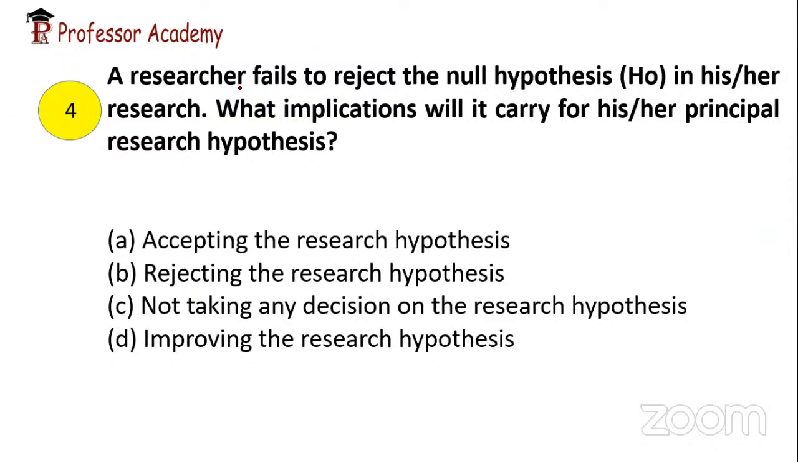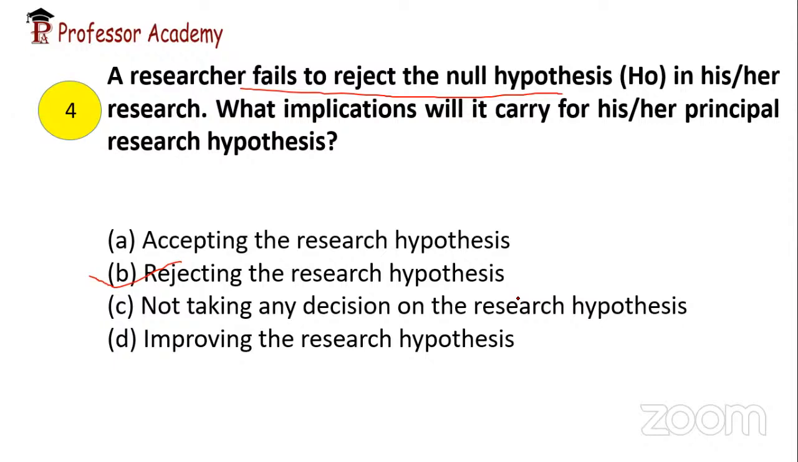Here the researcher failed to reject the null hypothesis. Failing to reject the null hypothesis means we effectively accept the null hypothesis. It means that whenever we fail to reject the null hypothesis, we have to reject the research hypothesis or the alternative hypothesis. That will be the ultimate conclusion about the research hypothesis. So option B is the right answer for this question.